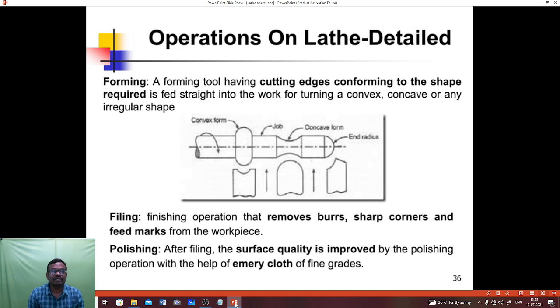Forming is an operation on a lathe. A forming tool having cutting edges conforming to the shape required is fed straight into the work for obtaining a convex, concave or any irregular shape. Filing, finishing operation that removes burrs, sharp corners and feed marks from the workpiece.